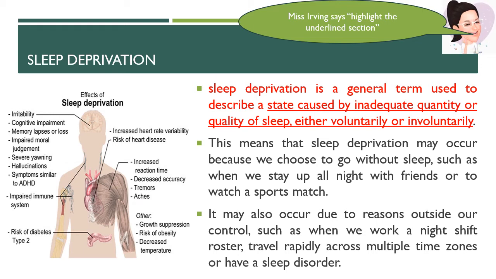So this means that sleep deprivation may occur because we choose to go without sleep, such as when we stay up all night with our friends, or to watch a sports match, or just putting it out there, studying. It may also occur due to reasons outside our control, such as when we work a night shift roster, travel rapidly across multiple time zones, or have a sleep disorder. So if it's voluntary, it's because you choose to. Involuntary, it's because you have no other choice in the matter.